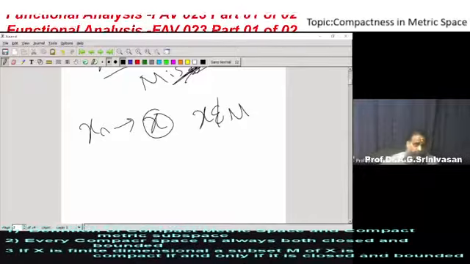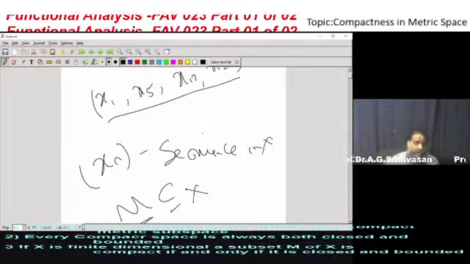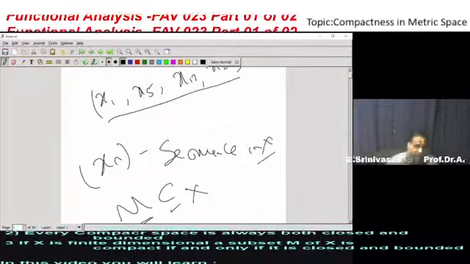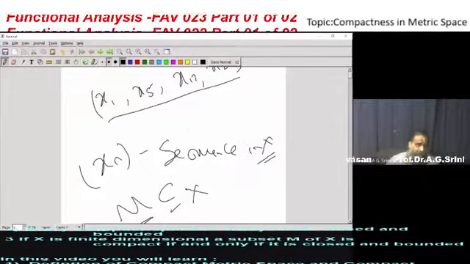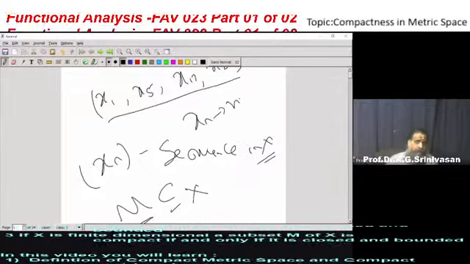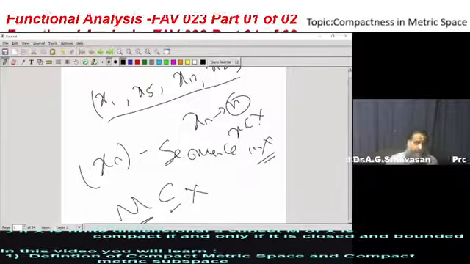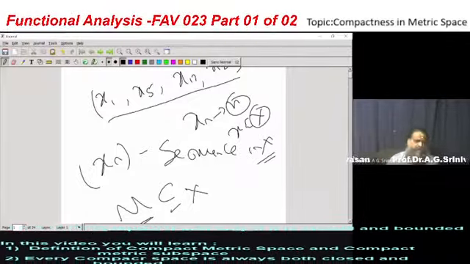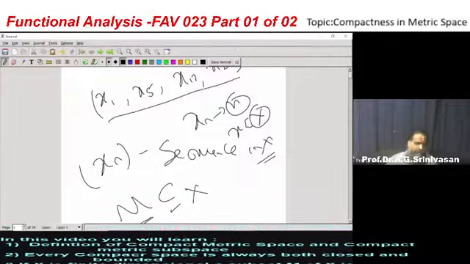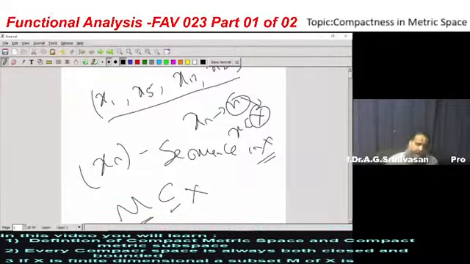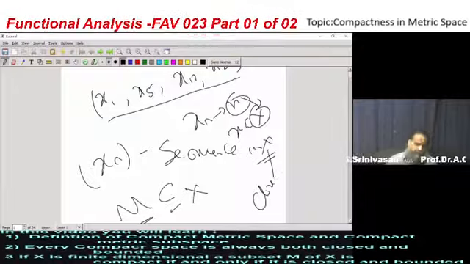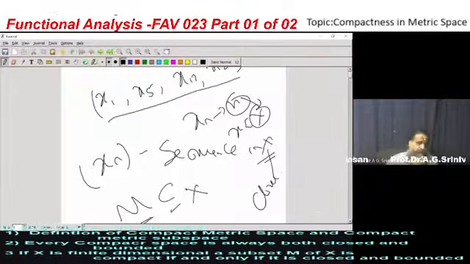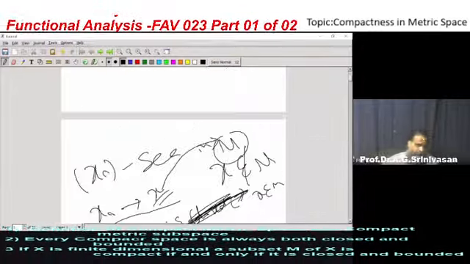The reason I've taken M, not X, is because if you take the original space X, the parent space X, and xn converges to X, it is always guaranteed that X belongs to X, because everything is from X only. X is the biggest space, so even if it converges to X, it's going to belong to X. And you know very well, every X is closed. So I'm not explaining this for X. I'm explaining for M.